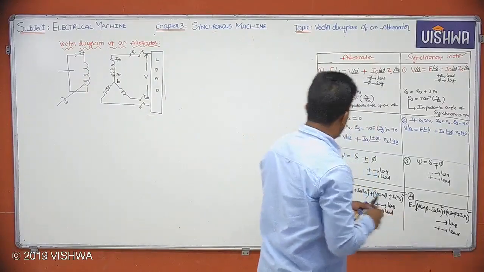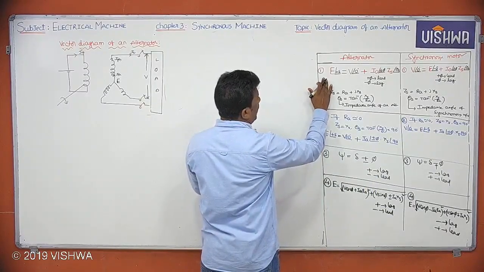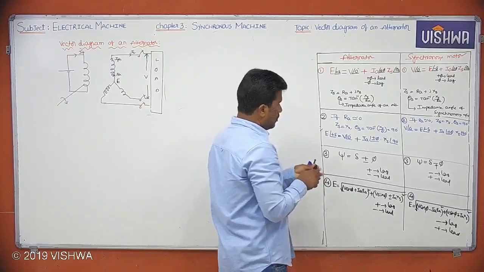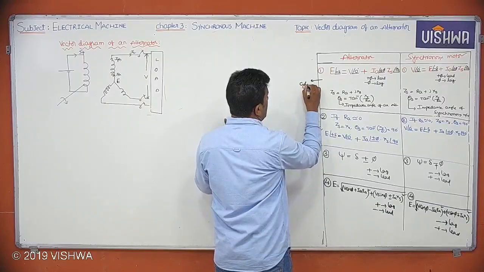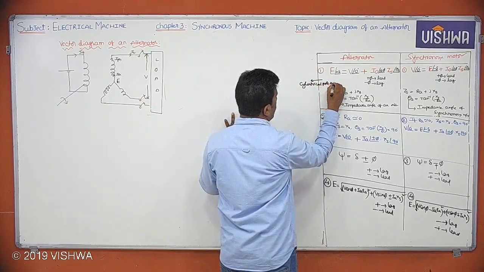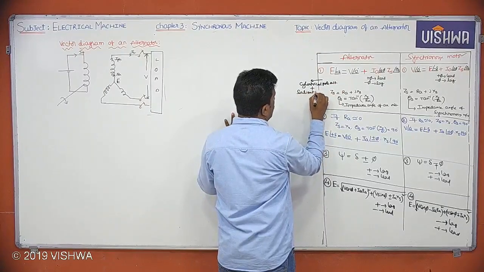Observe guys here. This basic formula, whatever I told, this formula number 1, this is valid for cylindrical pole alternator plus salient pole alternator.